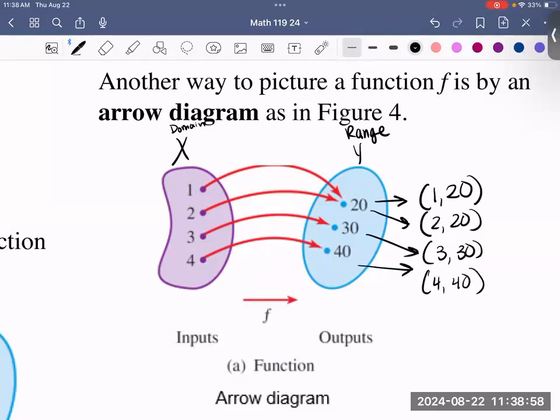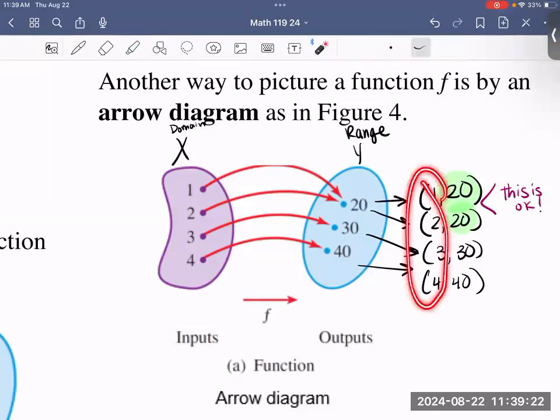Now, is this a function? Well, we talked just a moment ago about your x values not repeating. Do you have any x values that are repeating? No. We do see y values repeating, but that's okay if they have a repeat in the y. So this is okay. What's not okay is your x value to repeat.